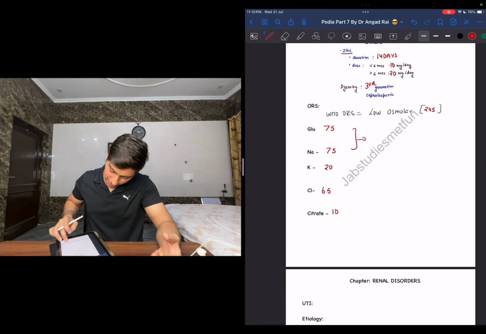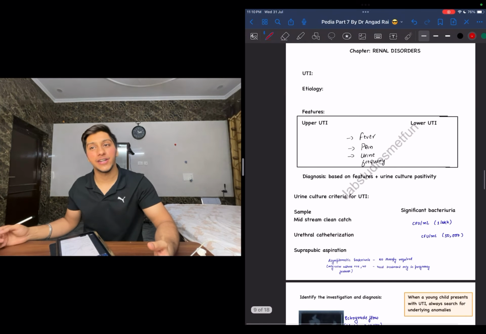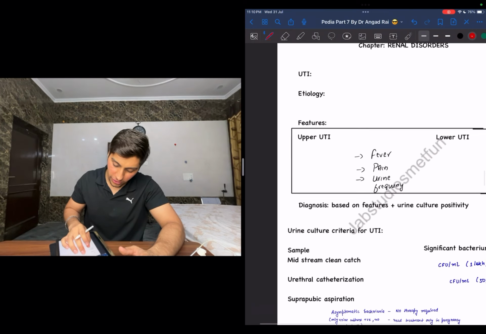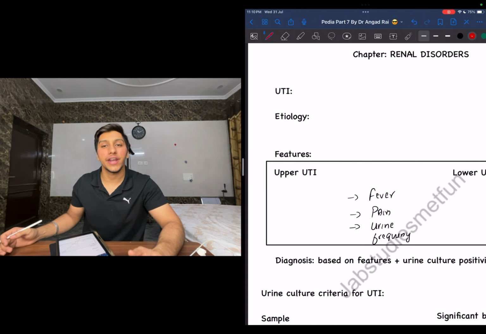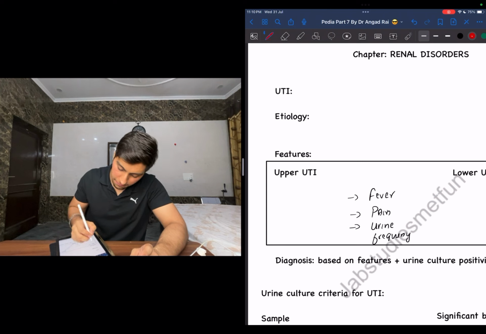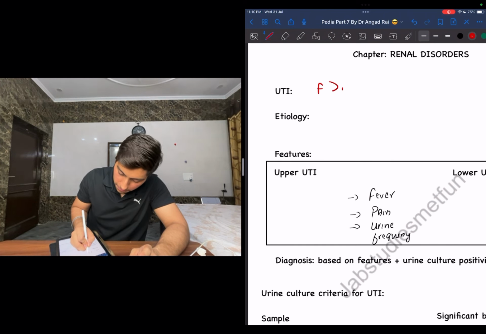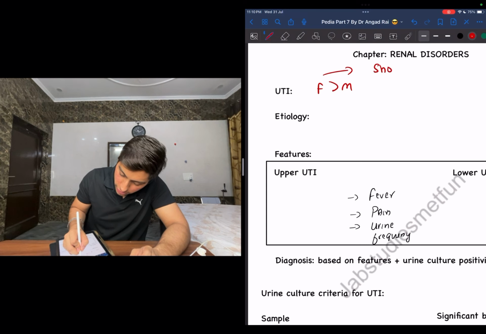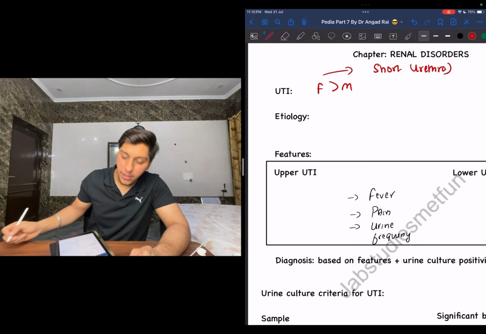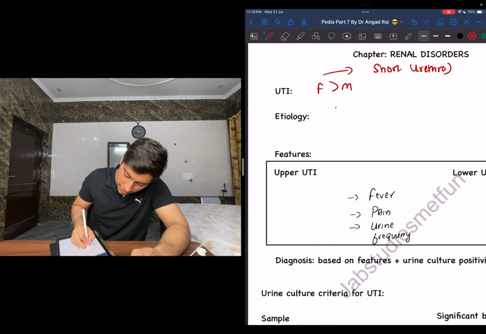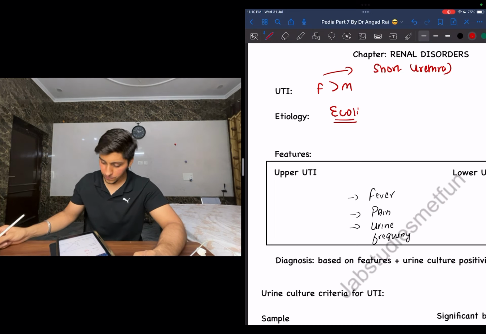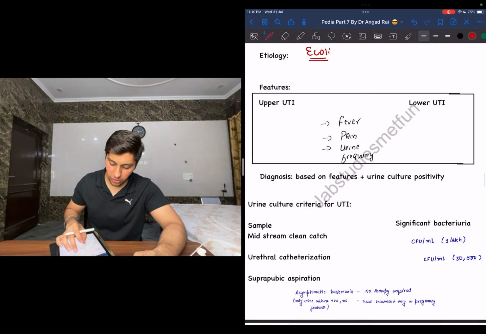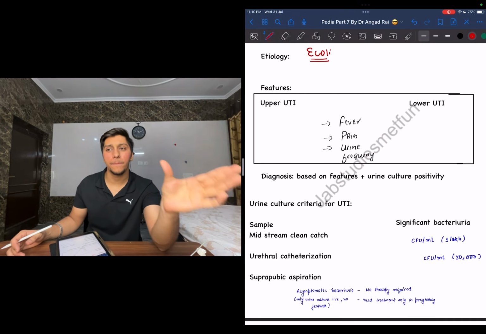Okay. Next, guys, let's talk about renal disorders. In renal disorders, we'll talk about UTI, urinary tract infection. UTI is much more common in females than in males. Why? Because females have a short urethra. Correct? What is the most common cause, guys? It is going to be E. coli, Escherichia coli.